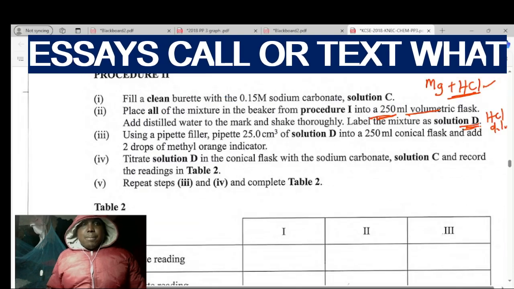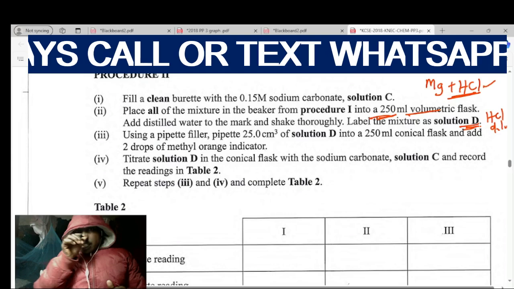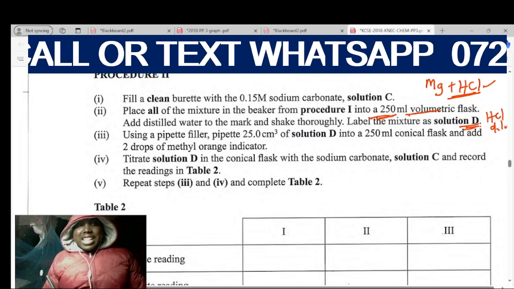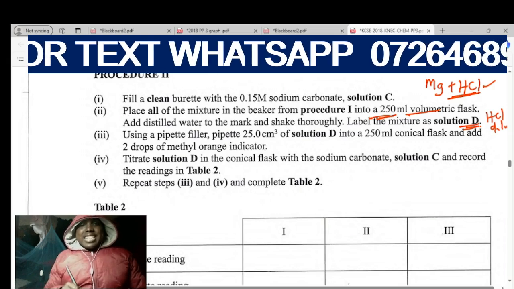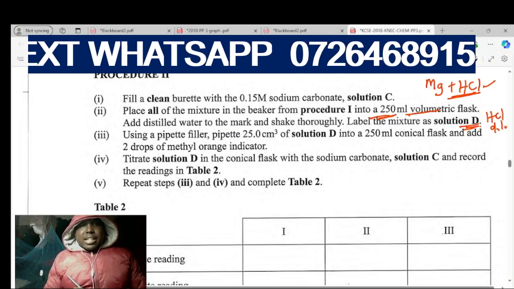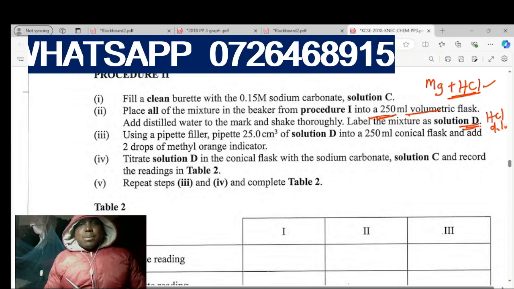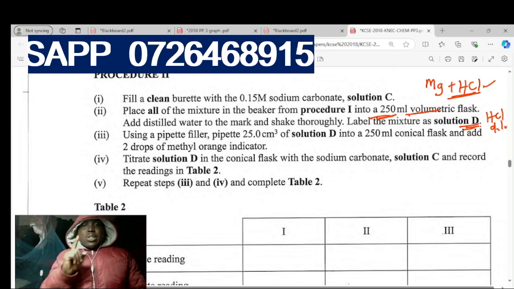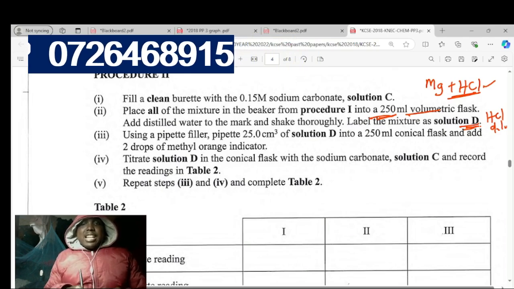Now we have put the remaining solution from procedure 1 in the beaker into a volumetric flask. We have added water to 250 and we have labeled that solution D. Now, pipette 25 of solution D. Remember, solution D is HCl diluted. We are adding methyl orange indicator, and then we have to titrate using sodium carbonate, which is solution C. Remember, what we have in the burette is solution C. What we have in the conical flask is dilute HCl, which is solution D.